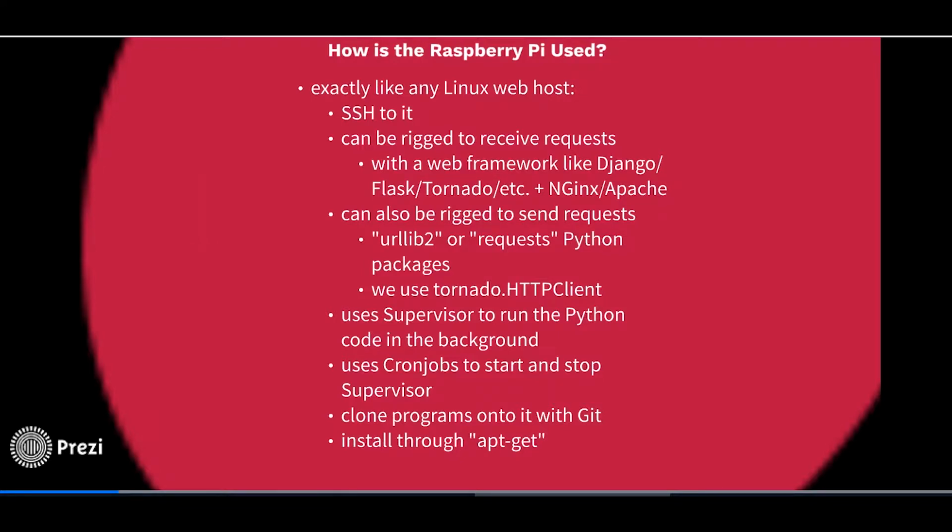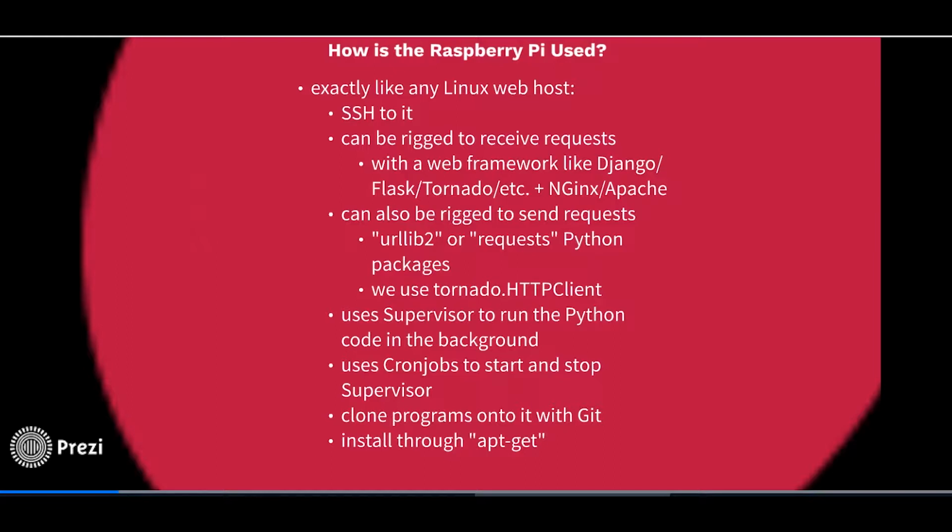You can also rig it to send requests. So Python has a bunch of libraries for sending HTTP requests to servers. urllib2 and requests are popular. I had a bunch of Tornado code in the first version of the Emoji Ticker, so I just decided to use whatever Tornado had, which was their HTTP client instance.